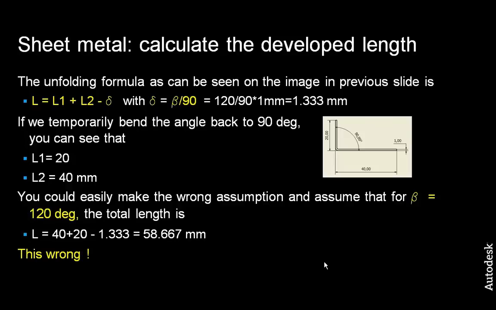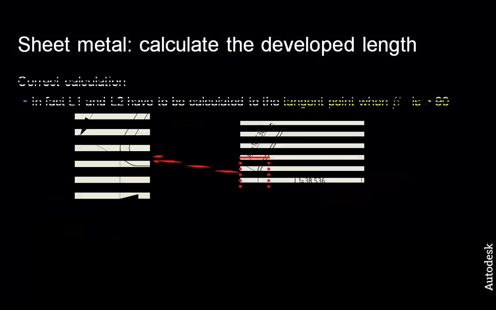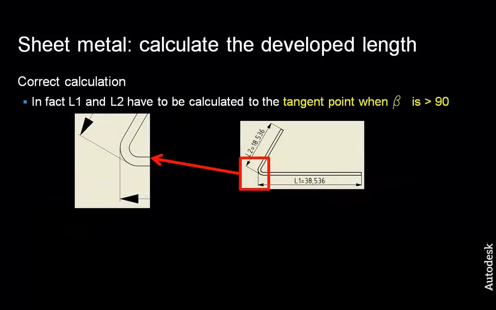This is absolutely wrong. This is not the right way of calculating those values L1 and L2. The correct way of calculating them is as follows. You have to take the tangent point, and the best I can explain it is to look at this drawing view where I zoomed in on the bend detail. You see clearly where I take my distance from. It's the tangent line in the vertical direction and the tangent line aligned with the direction of the second flange. That gives us the value of L1 and L2.